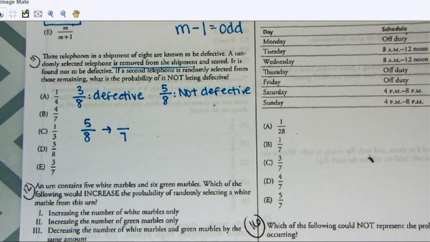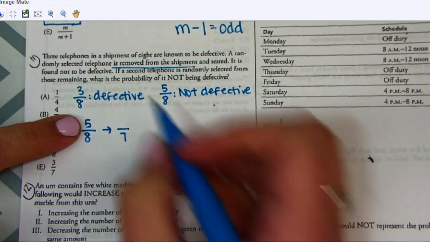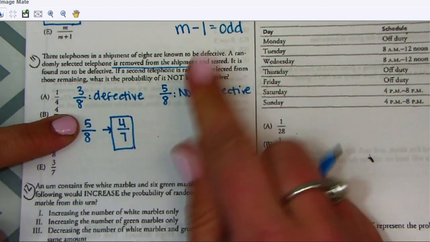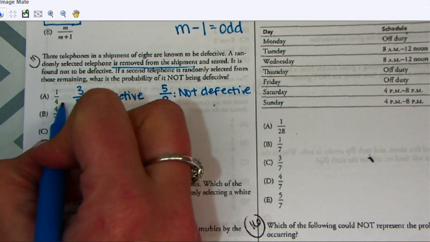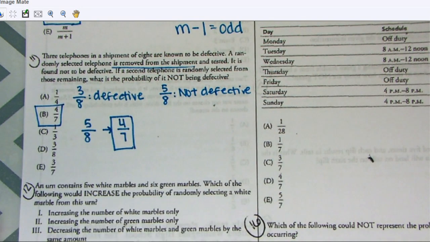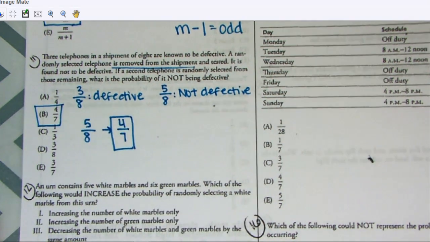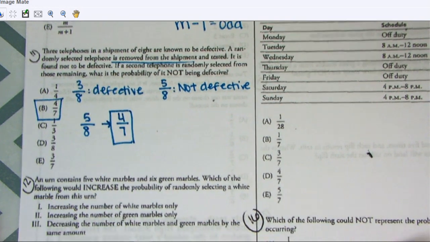The second telephone is randomly selected from the remaining, meaning there's only 7 total now. What's the probability of it not being defective? Well, we removed one of the 5. So now we only have 4 phones out of 7 that are not defective, which is option B. Remember, this is probability without replacement, meaning they're not putting the phone back in. They're taking it out of the package, examining it, and saying, oh, okay, these aren't defective. Let's pick another one, but not put the broken one back. That's all they mean. So the correct answer is B.